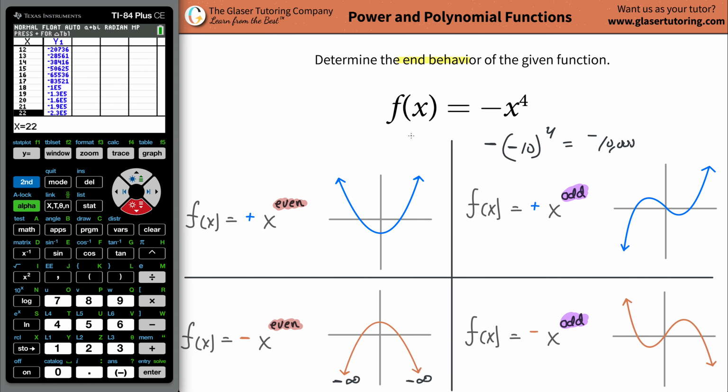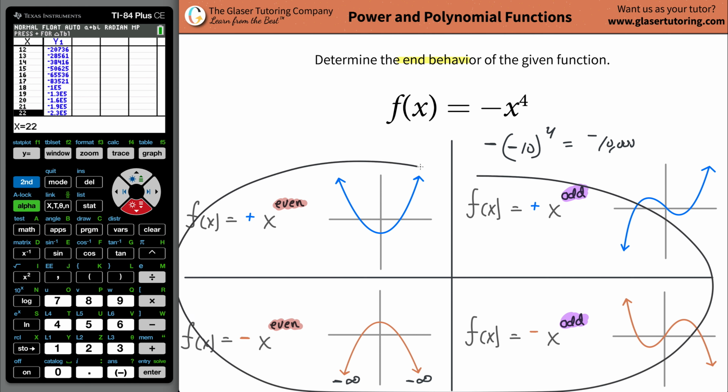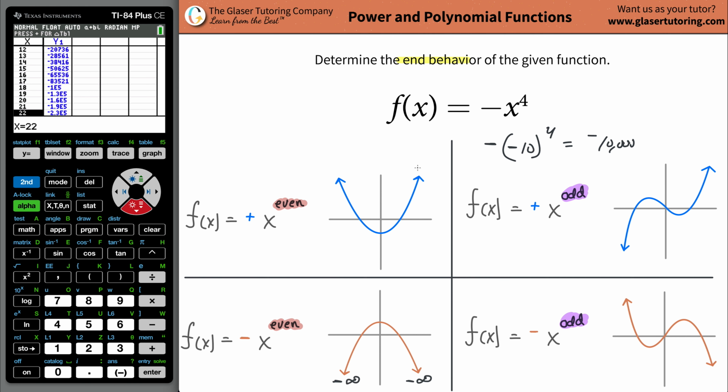You should have a good feeling of what's going to happen if you start plugging in some numbers for x. You can memorize this if you want. There are 4 different ways I'm showing you how to do it. Whichever way works for you, go for it. Whatever you like.